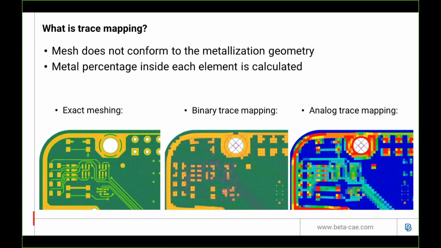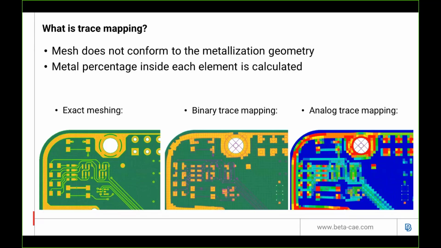The exact mesh would look like the left picture, where the mesh conforms to the exact metallic boundaries of the PCB. And the trace mapping mesh looks like in the middle and right picture, where we have a mesh which does not adhere to the boundaries. It can flow freely across the board, but we know which elements have metal and how much metal they contain.